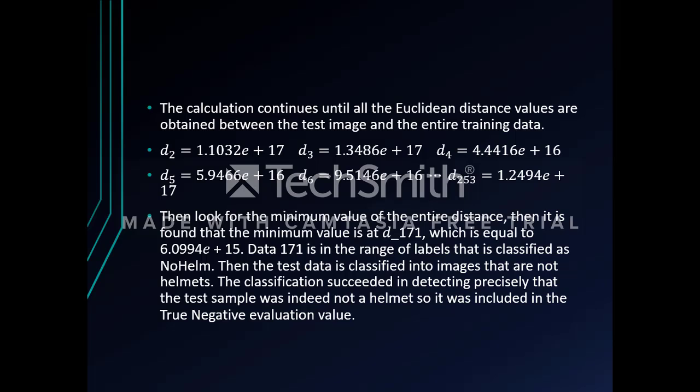Then it is found that the minimum value is at D171, which is equal to 6.0994E15, and the data 171 is in the range of labels that is classified as no helmet. So it means the test data is classified as an image that is not a helmet. The classification succeeded in detecting precisely that the test sample was indeed not a helmet, so it was included in the true negative evaluation value.